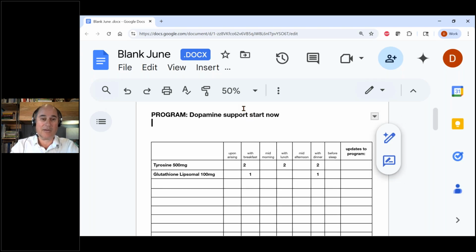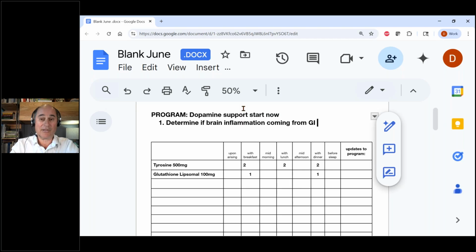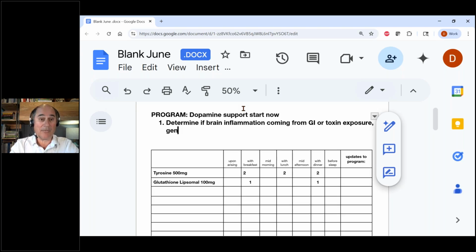And then I would say, 1, determine if brain inflammation is coming from the GI tract, so you're going to run a gut test, or toxin exposure. And then I would say also, just to be thorough, you can run a genetic profile, see if there's problems with the genes that are related to making neurotransmitters, and you could do a history for head trauma. So is it GI inflammation that's triggering this problem? Is it toxin exposure? There's a bunch of toxins in the system. Is it a genetic related issue? Is there a history of head trauma? You want to figure out this whole thing.